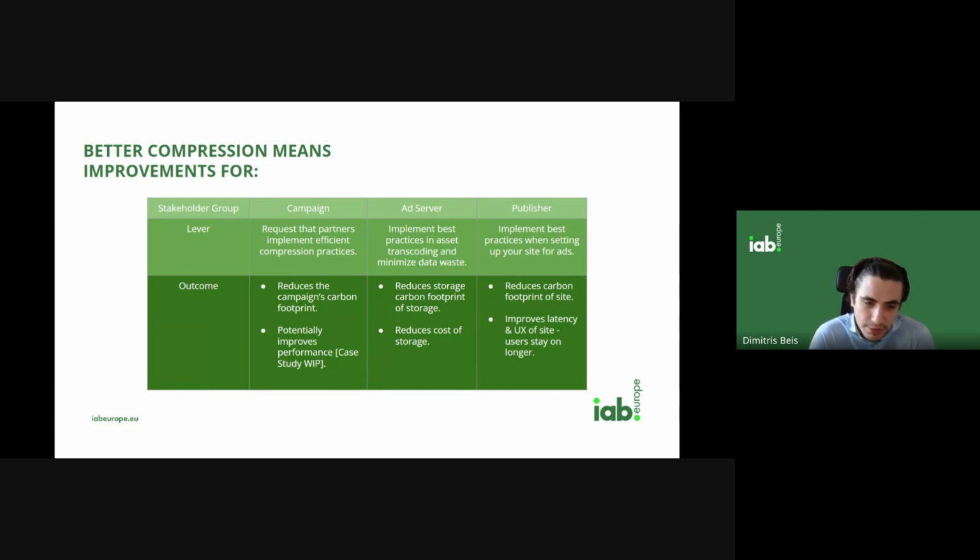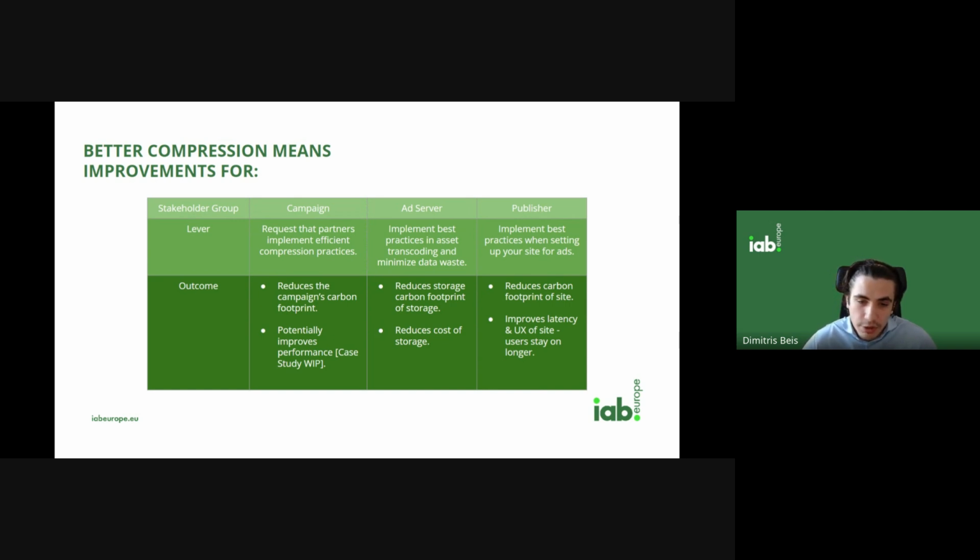Now, from an ad server perspective, what you can do is implement best practices in asset transcoding and minimize data waste. So with a lot of these recommendations and a lot of this work, we're mainly focused on ad servers since they have control over the compression process of different assets, and they are the ones that can effectively implement all of the different guidance points. The outcome there would be to reduce the storage carbon footprint and then also reduce the cost of storage.